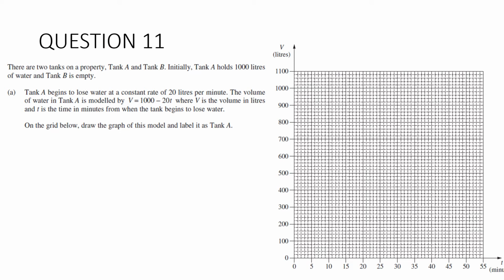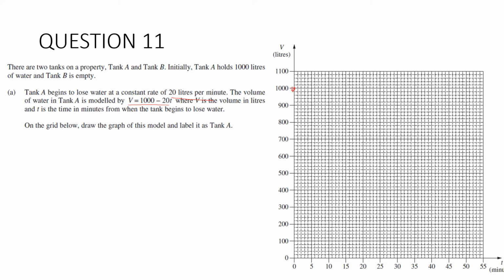Question 11. There are two tanks on a property, tank A and tank B. Initially, tank A holds 1,000 litres. So let's plot that point. And tank B is empty. Tank A begins to lose water at a constant rate of 20 litres per minute. The volume of water is modelled by V equals 1,000 take 20T, where V is the volume in litres and T is the time in minutes from when the tank began to lose water. On the grid, draw the graph of this model and label it as tank A.